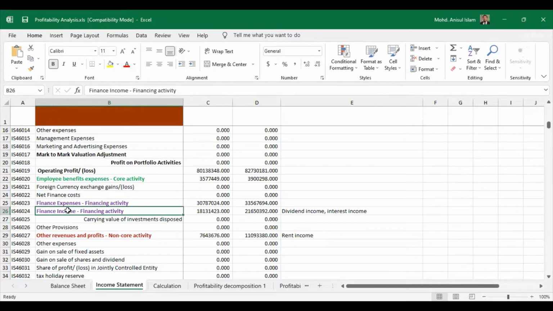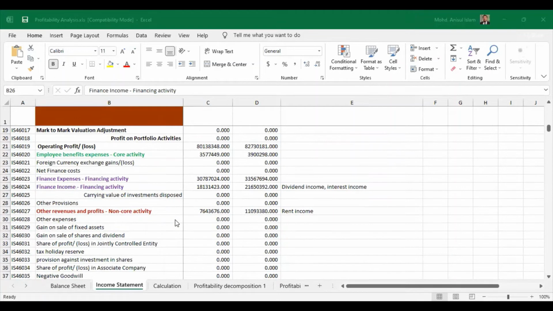So that should be part of the finance income or operating income. The interest income you are generating from the investment of surplus cash in the FDR account should be part of the finance income.